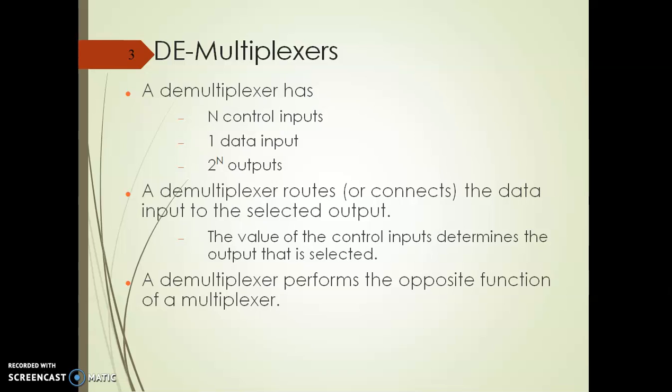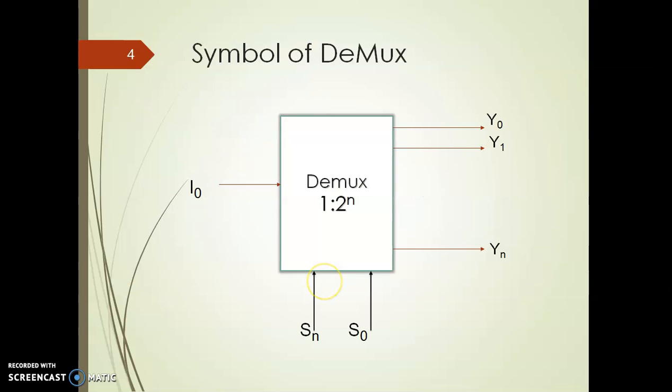Already we discussed in a previous lecture what exactly a multiplexer is and the function of a multiplexer. So the demultiplexer works exactly the opposite of the multiplexer. So this is the symbol of a demultiplexer.